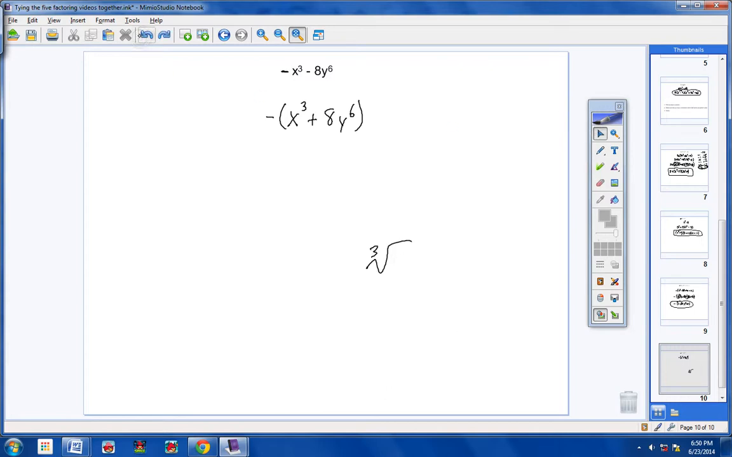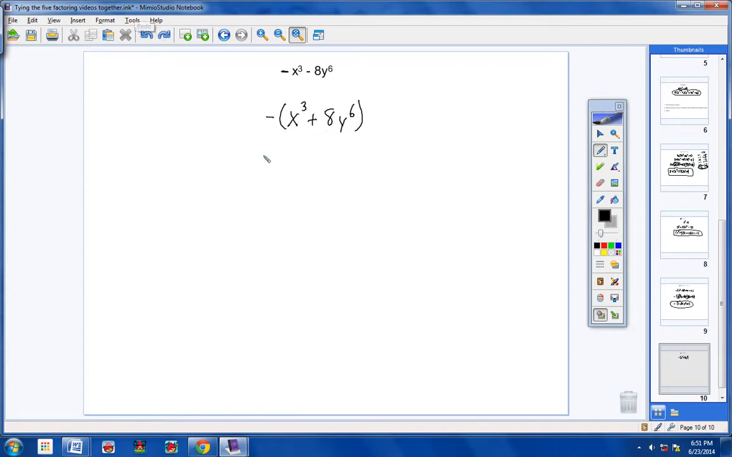I do know the cube root of 8y to the 6th, because think about it. You know the cube root of 8 is 2 because 2 times 2 times 2 is 8. You know the cube root of y to the 6th is y squared because y squared times y squared times y squared is y to the 6th. So we have two perfect cubes. This term is a perfect cube. We know the cube root of it. This term is a perfect cube. We know the cube root of it.